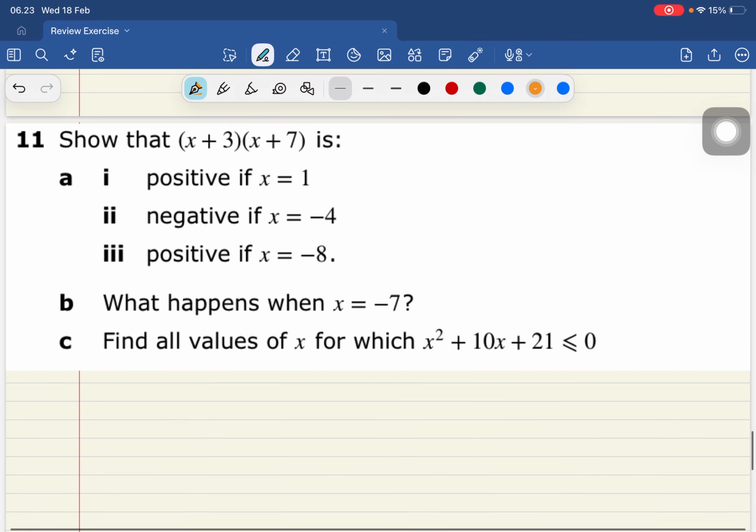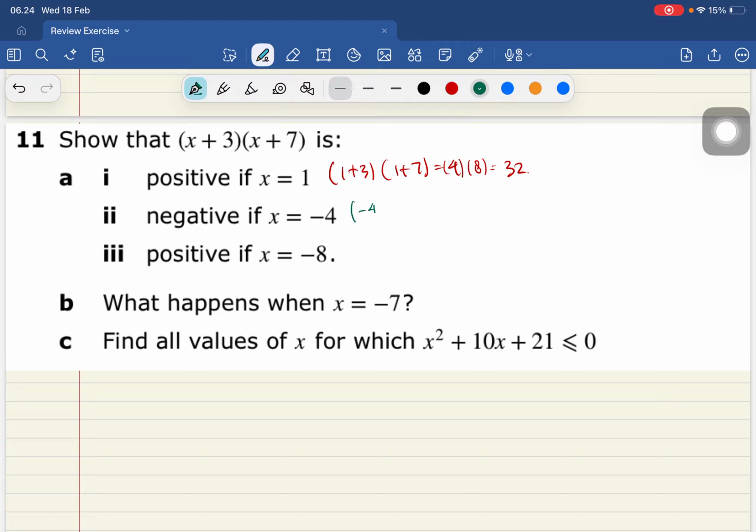Question 11, show that this expression is positive if x equal to 1. Let's just substitute it. So 1 plus 3, and then 1 plus 7. So this equal to 4. Then we multiply it by 8, so it's going to be 32. Next, it will be negative if x equal to minus 4. Let's prove it. So minus 4 plus 3, and here minus 4 plus 7, so it's going to be minus 1. We multiply it by 3, which equal to minus 3.